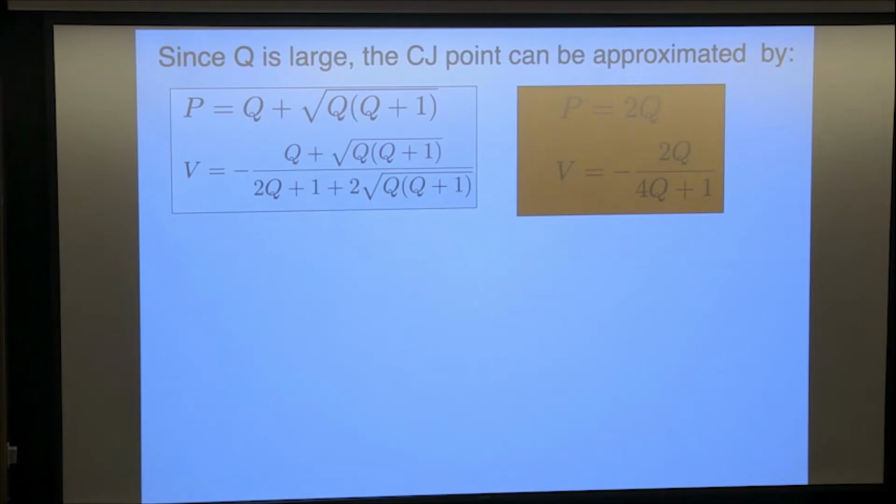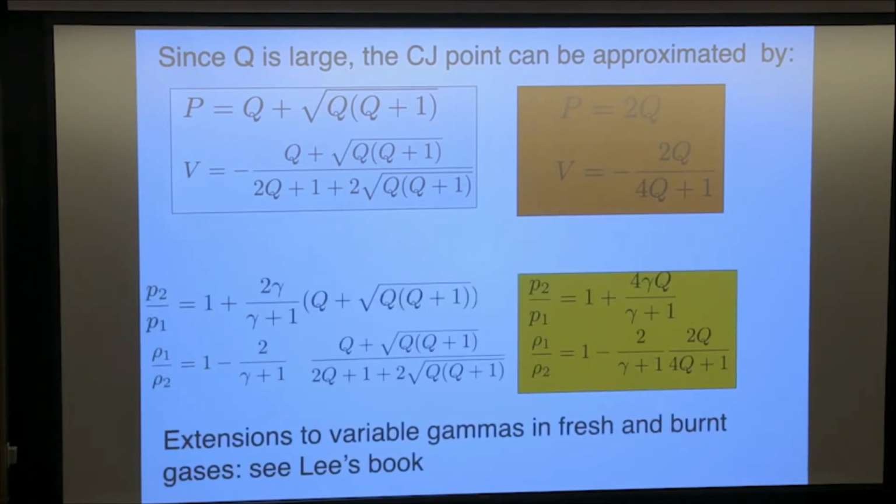Now, we can even do better. Since Q is a large number, you can cancel the 1 here, so you have 2Q for pressure, and for V, you have this expression here. Quite simple. So you can go back to the pressure jump. You see that the pressure jump will be this expression, and the density jump will be this expression.